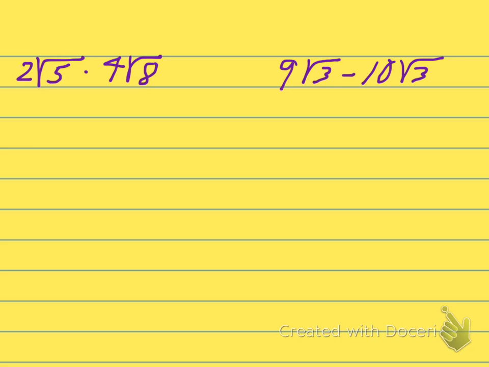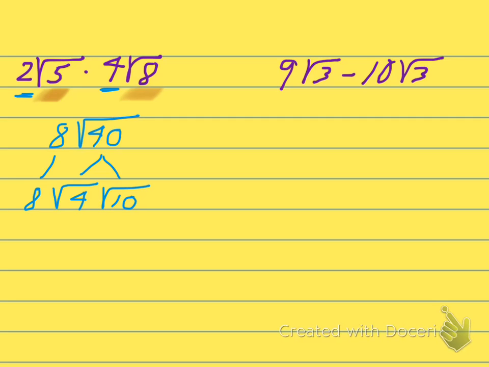Okay, so we are ready to multiply. So first thing, we're going to multiply the 2 and the 4. It's going to give us 8. And then we're going to multiply the square root of 5 and the square root of 8, which is going to give us the square root of 40. But if we simplify, 8 stays. The square root of 40 is actually the square root of 4 and the square root of 10. The 8 again stays, but we know the square root of 4 is 2. The square root of 10 stays, and we can multiply the numbers outside the radical and get 16 square root of 10.